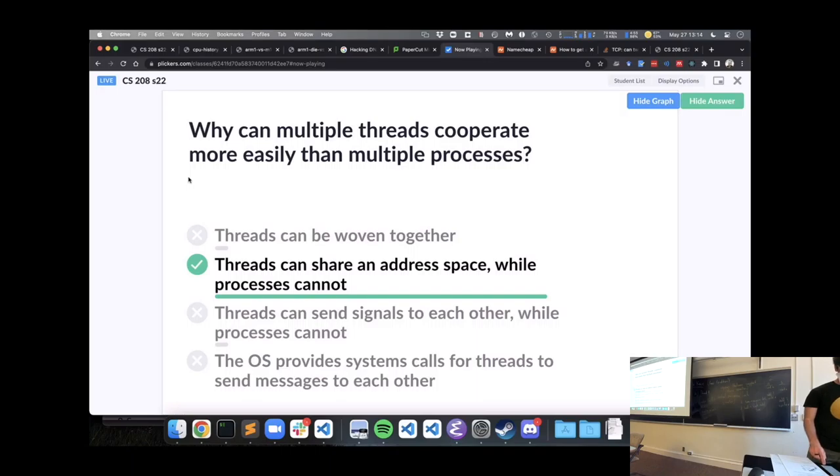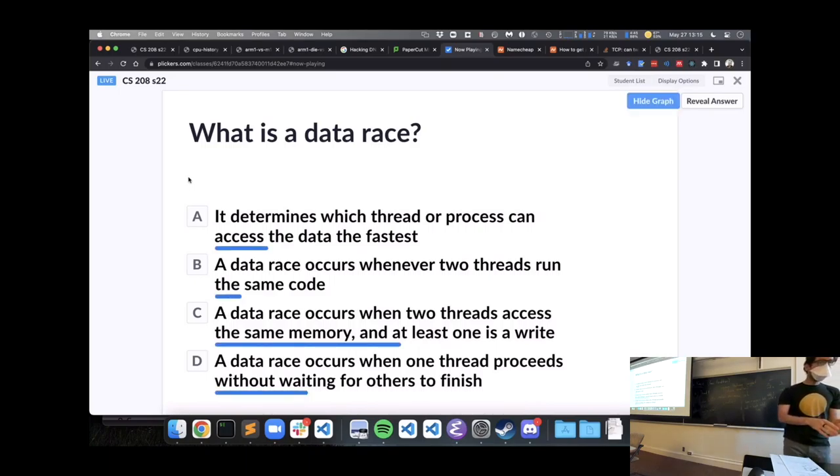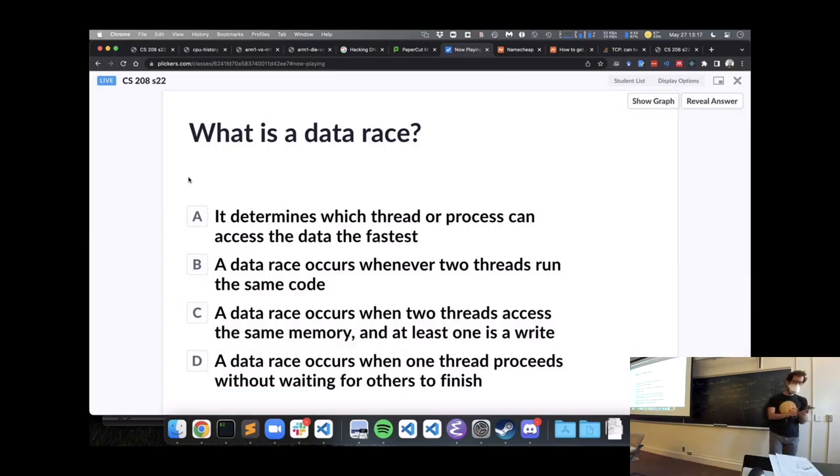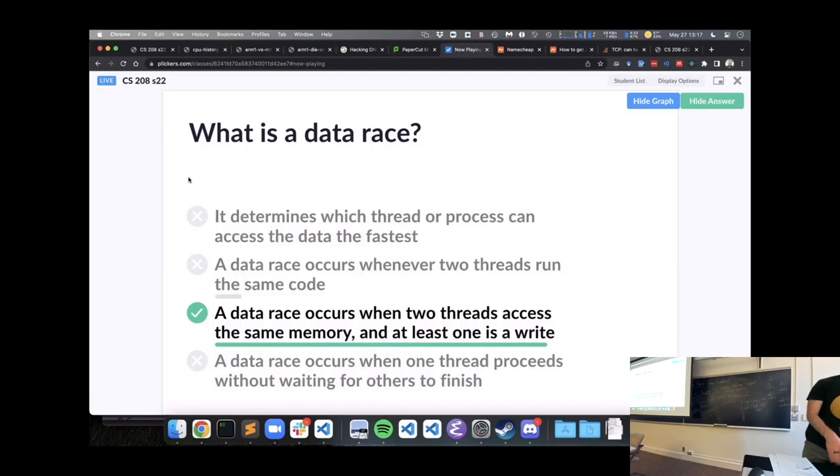All right. And let's also make sure that we are comfortable with this idea of a data race. What is a data race? Looks like we have some votes for all four, so please discuss with your neighbors how you're thinking about data races. Almost all of us are thinking C. That's excellent.